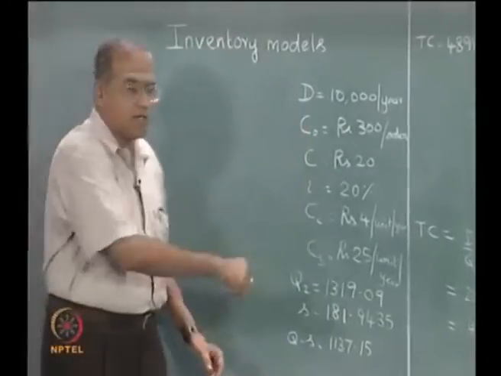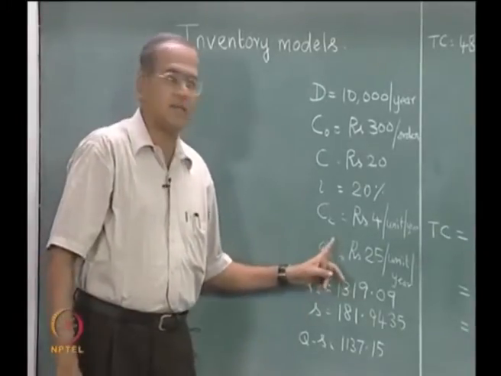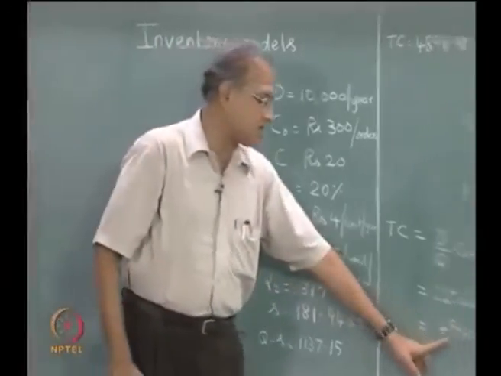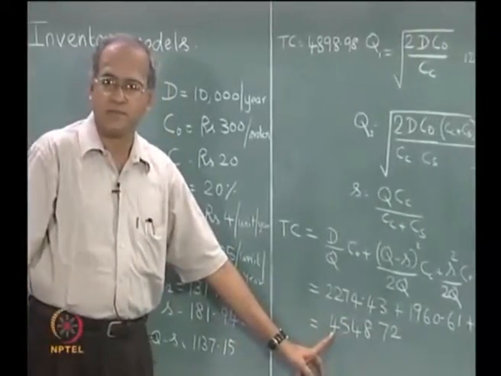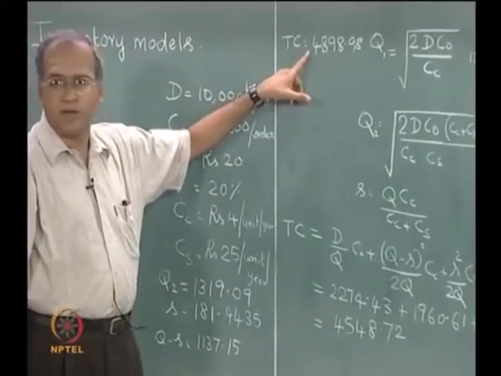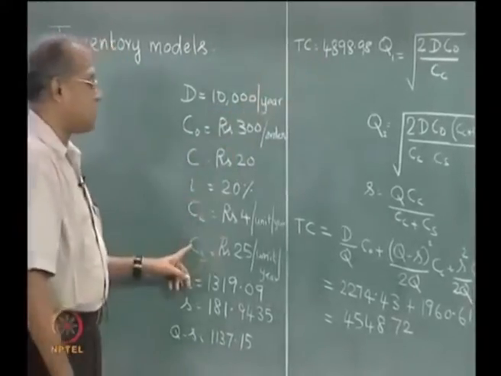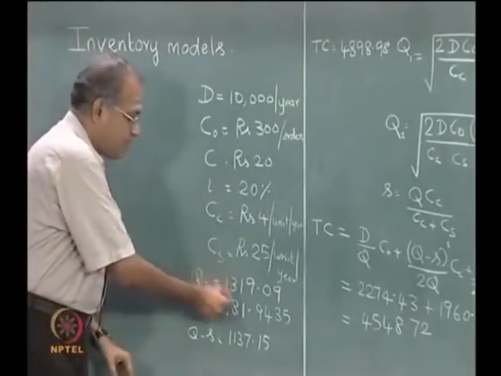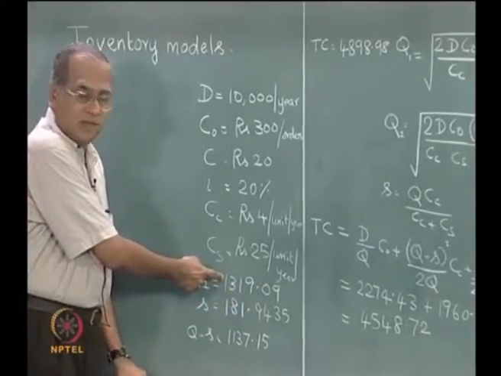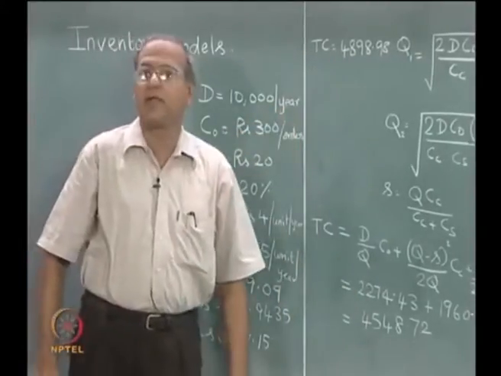Suppose we make it 100 per unit per year, what will happen? I am not going to show the computations, but what I am going to tell here is that if we increase the Cs, then automatically this cost will also increase, and this will come closer to 4898.98. And if we increase Cs, the order quantity will decrease from 1319.09.